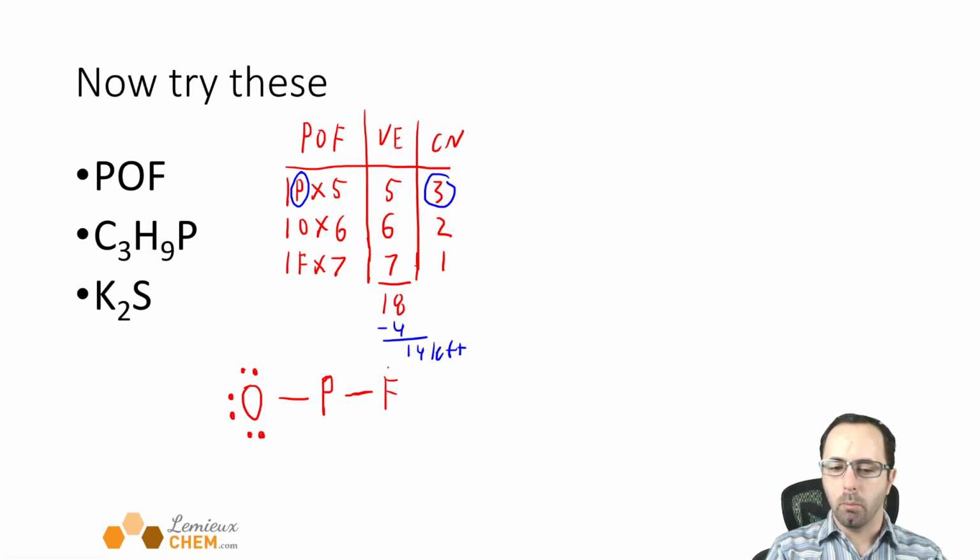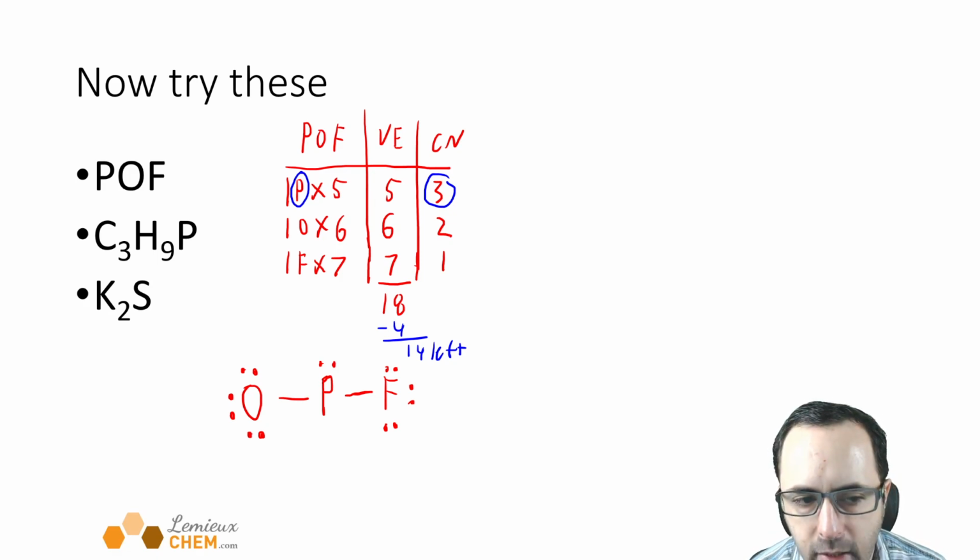Now I'm going to put lone pairs around the fluorine until it has an octet. Like that, and now it has 2, 4, 6, 8. Now it's a good idea to count our electrons that we have down right now. We have 2, 4, 6, 8, 10, 12, 14, 16. We've put 16 down, and we have 2 more left to put down. Those 2 can now go on the phosphorus.